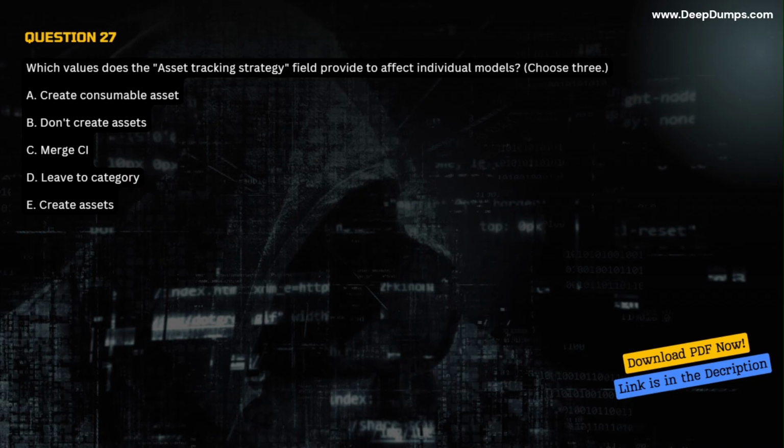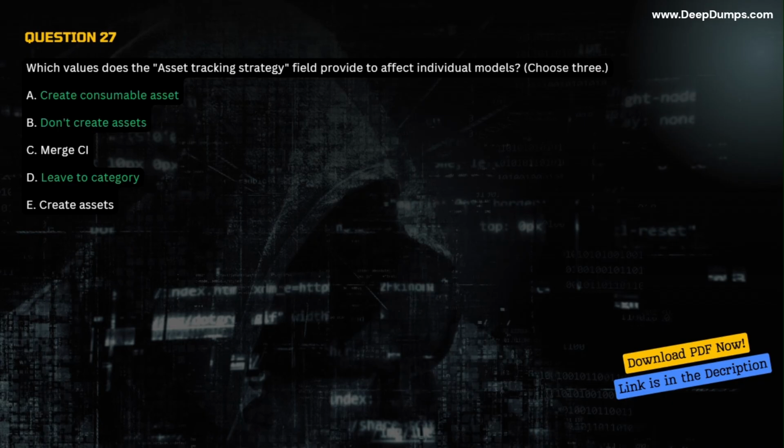Question 27. Which values does the asset tracking strategy field provide to affect individual models? Choose 3. A. Create consumable asset. B. Don't create assets. C. Merge CI. D. Leave to category. E. Create assets. Correct answer A, B, and D.